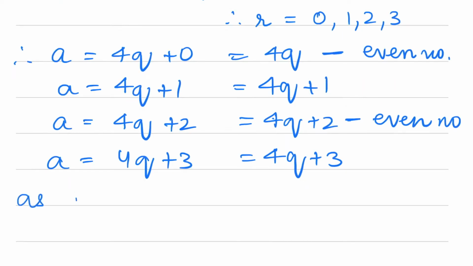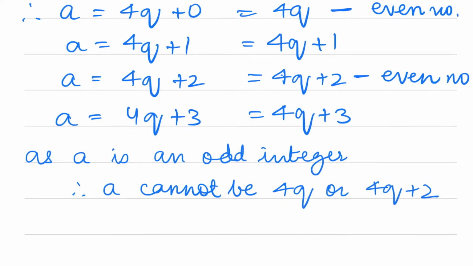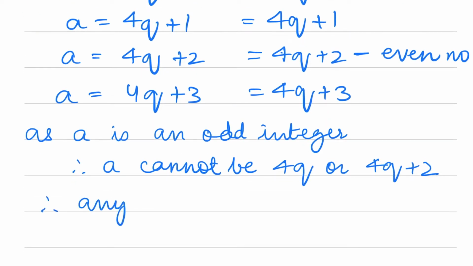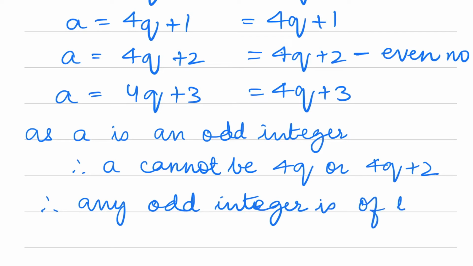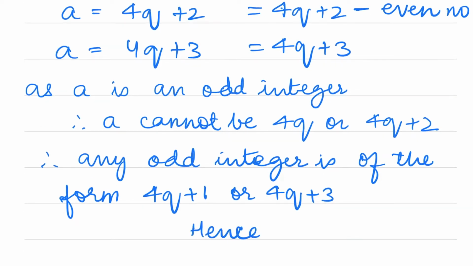So we can write, as a is an odd integer, a cannot be 4q or 4q plus 2. Therefore any odd integer is of the form 4q plus 1 or 4q plus 3, hence shown.